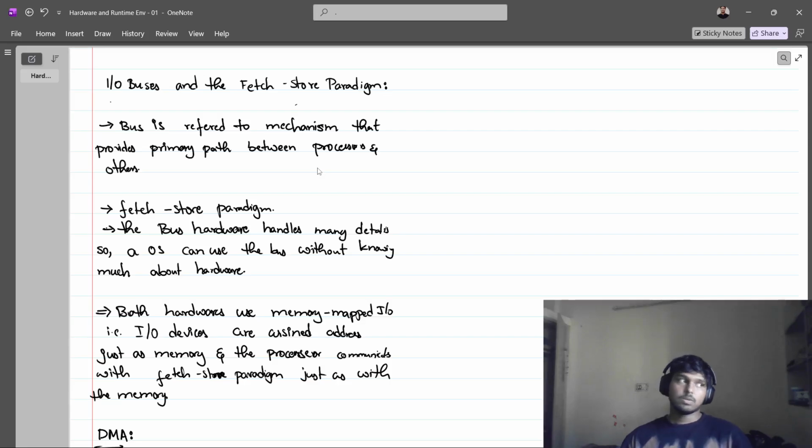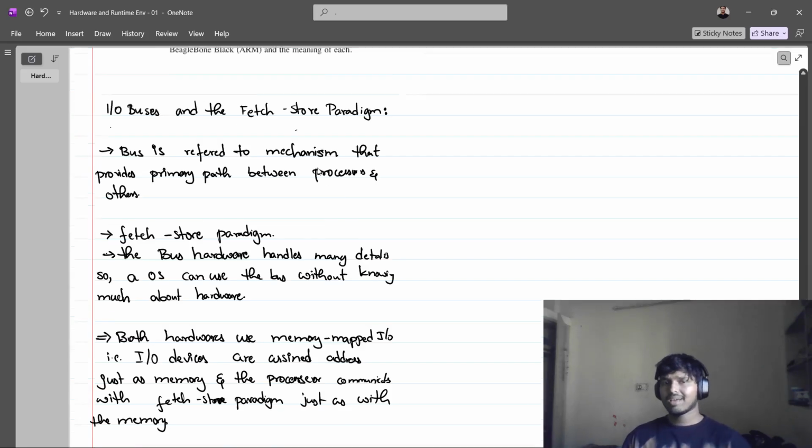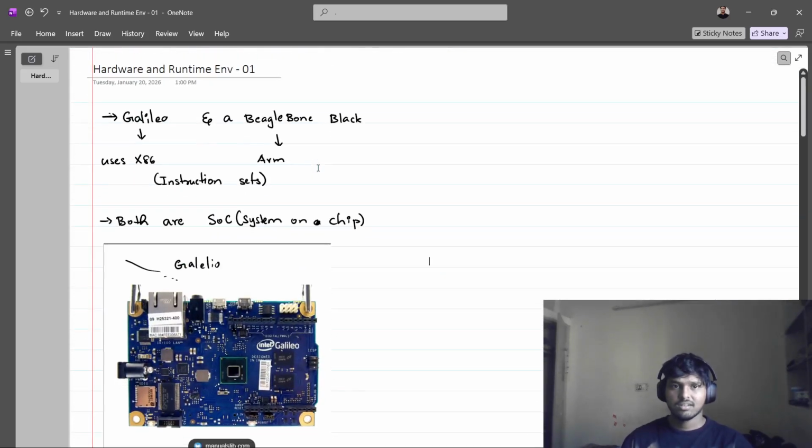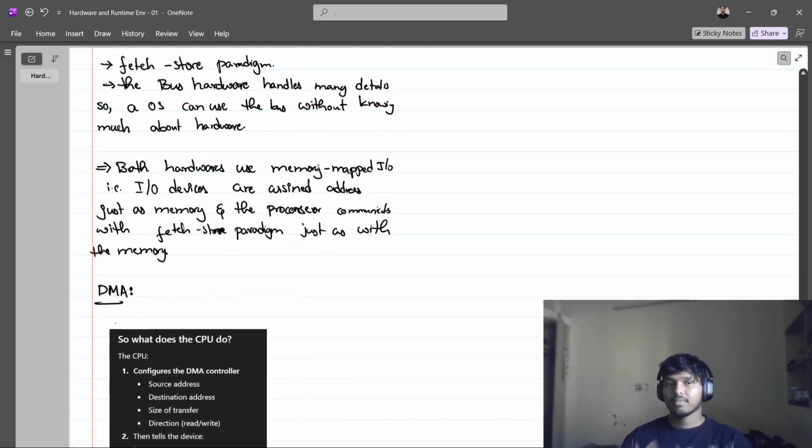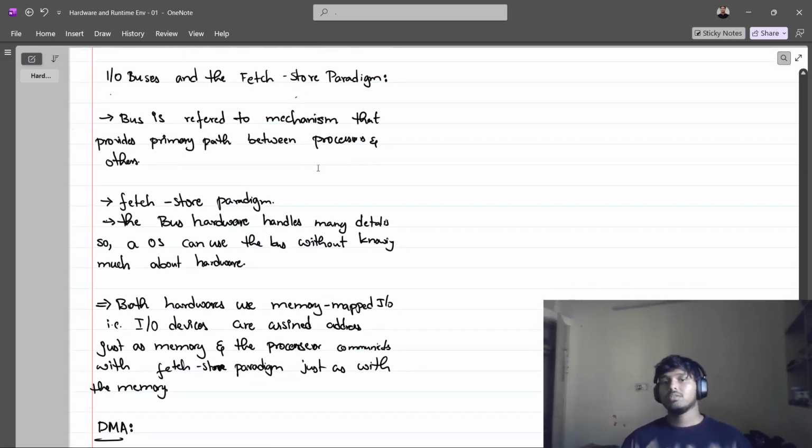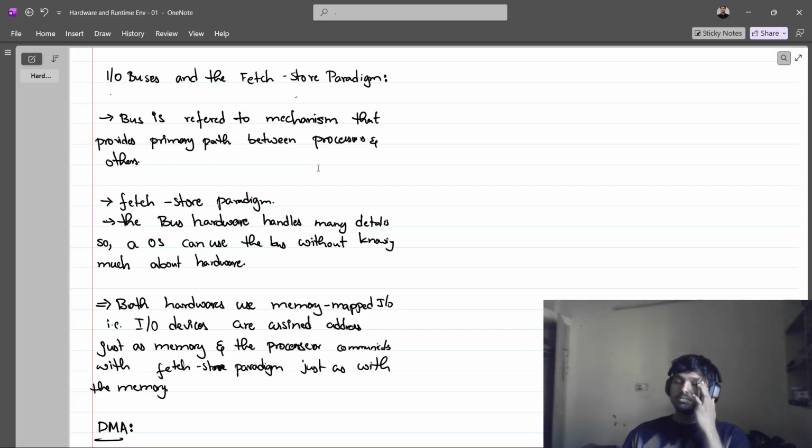So both of these, like the Galileo and the Beagle Bone Black, right? Both of them use something called memory mapped IO, which is like each IO device gets a virtual address. There is no real address, they get mapped to some memory in the memory space. So when you access that memory space, you are indirectly communicating with the IO device.